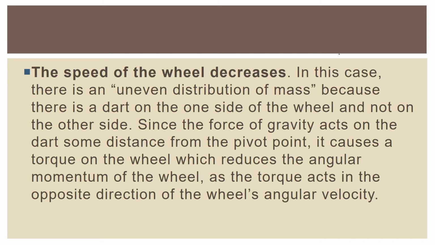So as I wrote here, the speed of the wheel decreases. In this case, there is an uneven distribution of mass because there is a dart on one side of the wheel and not on the other side.